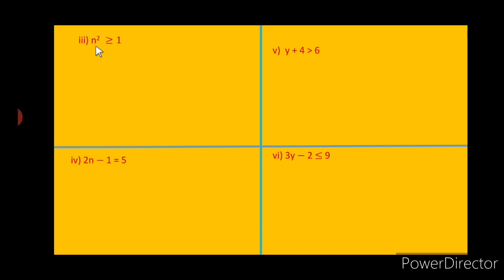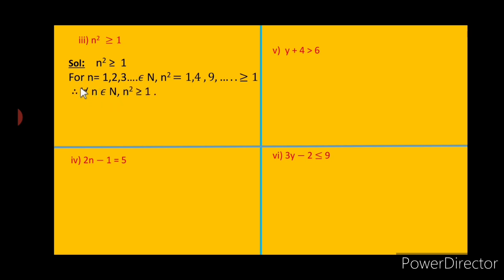The third one, n square is greater than or equal to 1. Now we have to consider the numbers strictly from the set of natural numbers. So we know that for n is equal to 1, 2, 3 belonging to natural numbers, n square will be, suppose n is 1, n square is 1. If n is 2, n square will be 4. If n is 3, n square will be 9, and so on. So all these square numbers are greater than or equal to 1. That means all the values from the set of natural numbers satisfy this equation.